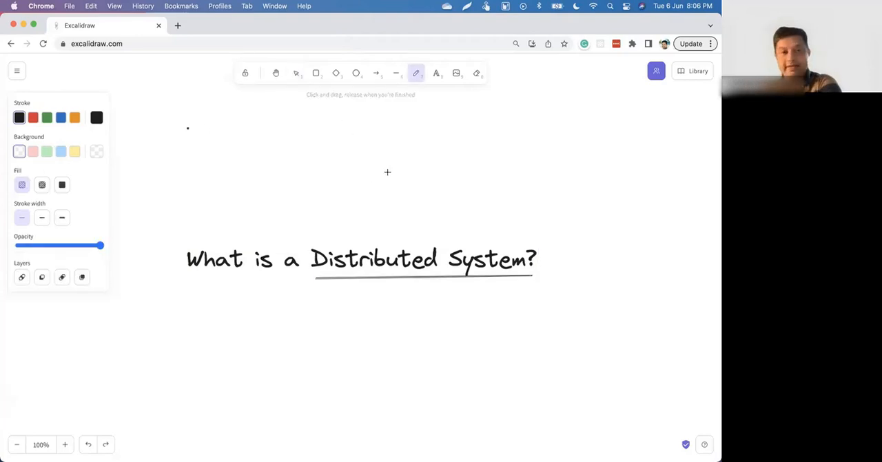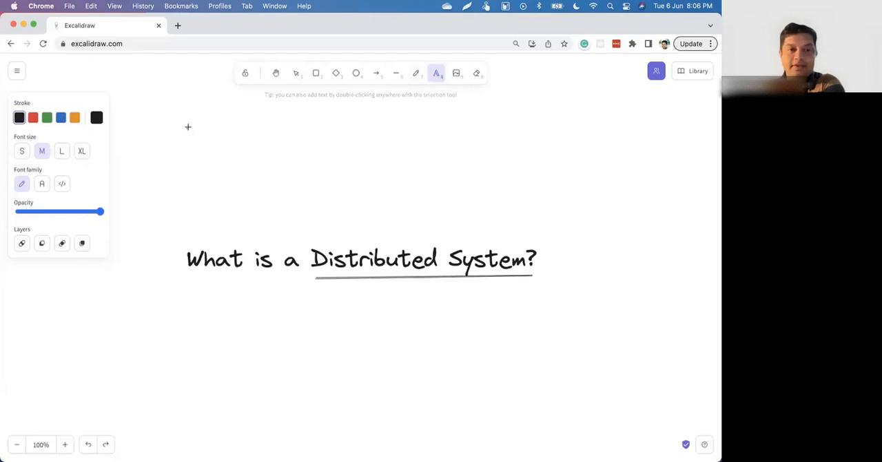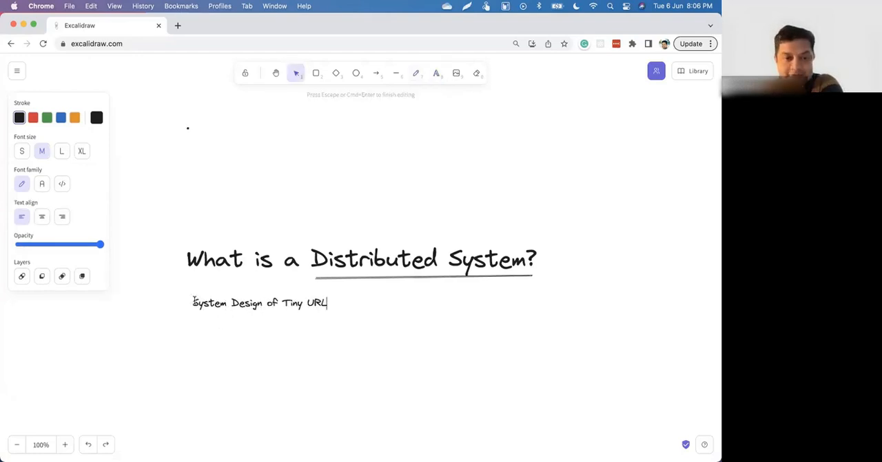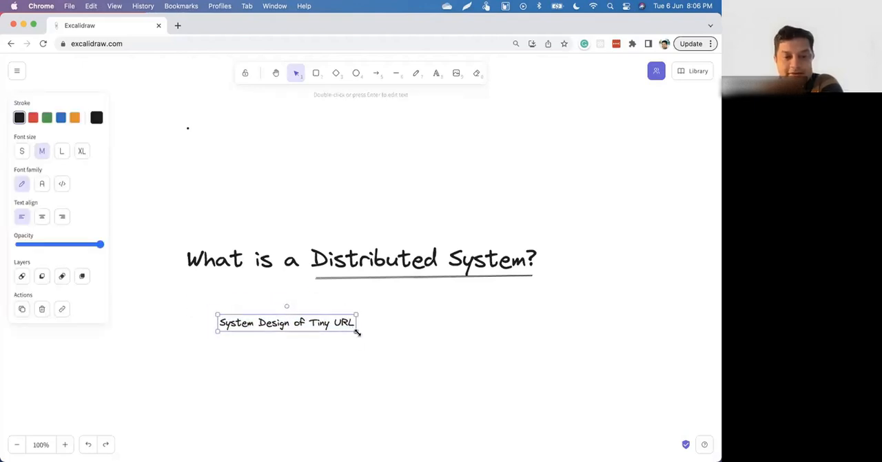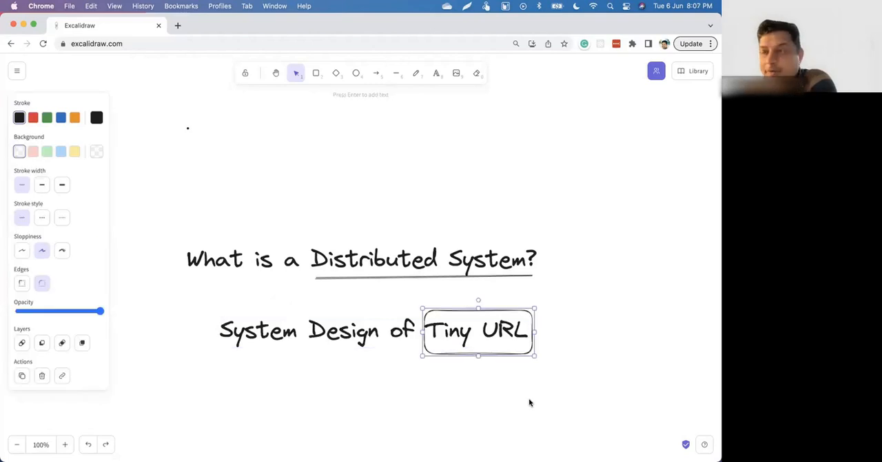So today we'll be covering system design of TinyURL, and then we'll also be covering this interview problem. It's a very common system design interview problem, and we'll be covering this. We'll also be covering a lot of concepts, which are basic concepts for system design.